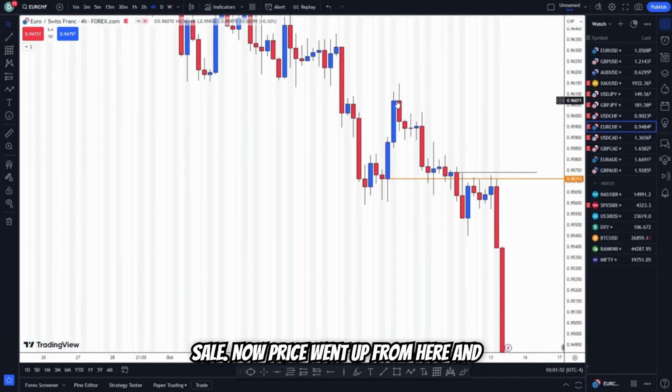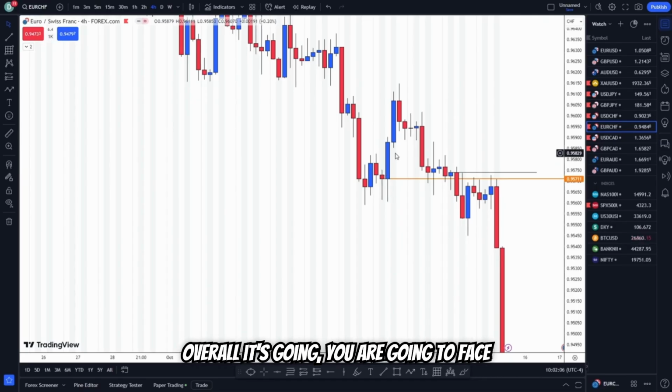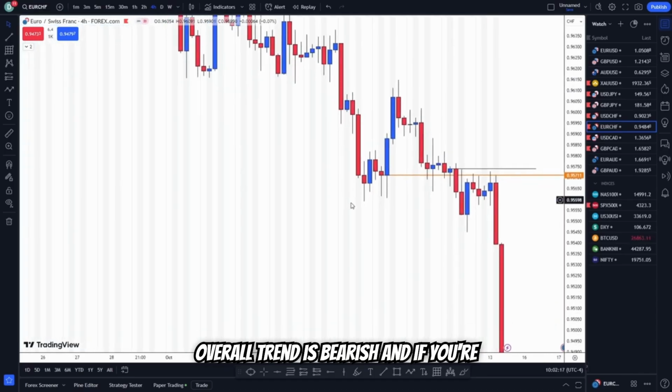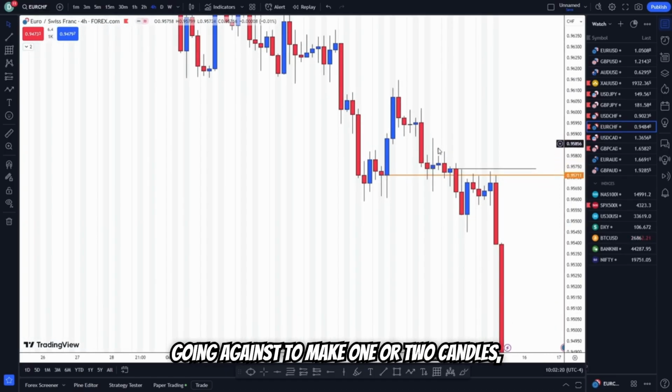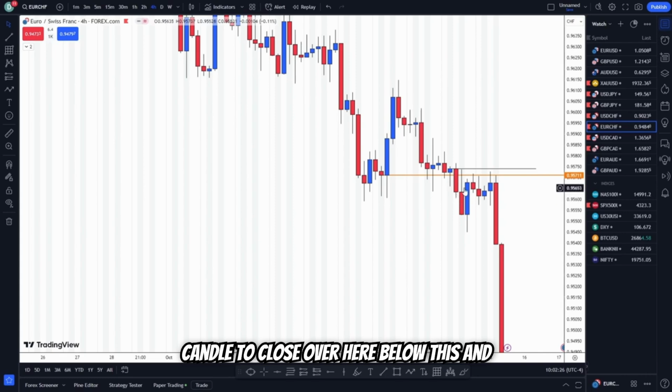Now price went up from here, and then it was going down. Don't buy on this fair value gap. People buy on this fair value gap, and then they say that it's not working for them. Okay. Don't do that. If you buy from this fair value gap, you are going to face a loss. To take a buy, I want to see the price go and close above this candle's body, not above this wick. Okay, the overall trend is bearish, and if you're going against it to make 1 or 2 candles, it will be a loss. So I waited for this candle to close over here below this, and my entry was at this candle's low right over here, and my stop loss would be above this structural high.